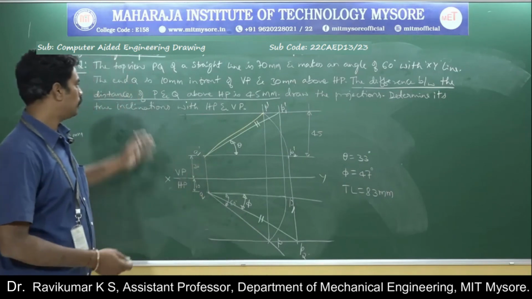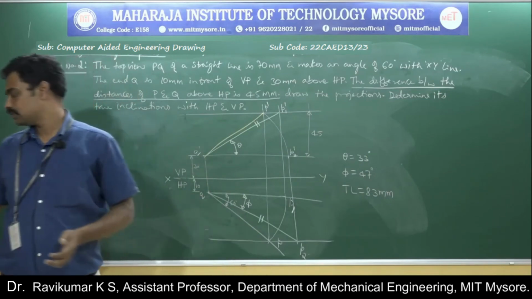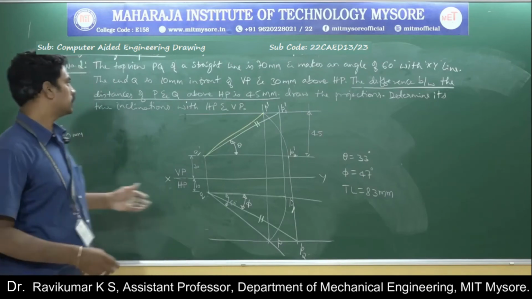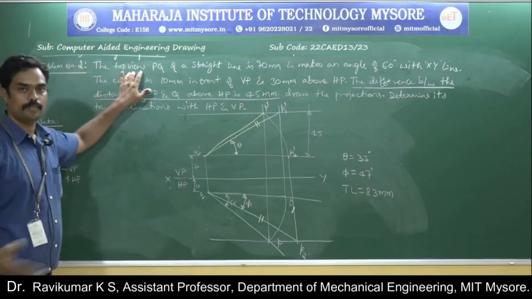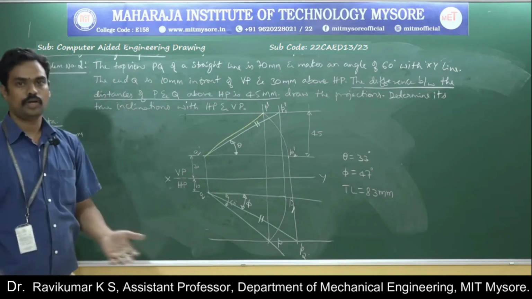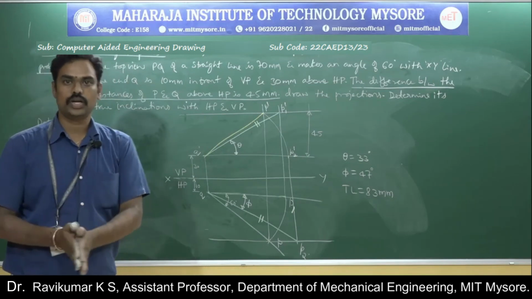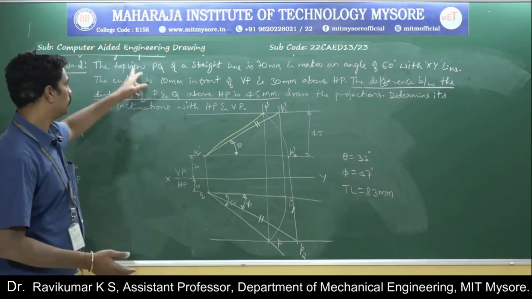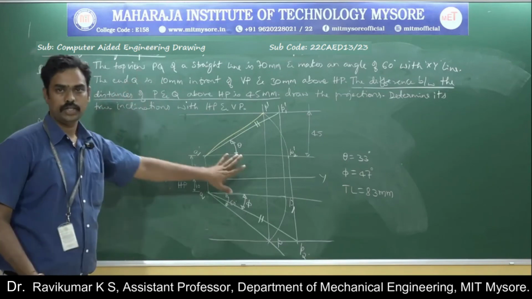So this is how I need to solve problems on lines with different conditions, where it will start with the apparent length. In the previous problem, it started with the true length to get the apparent length. Here it has started with the apparent length to get the true length.